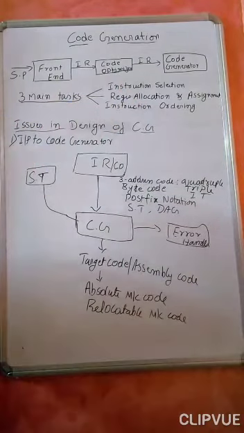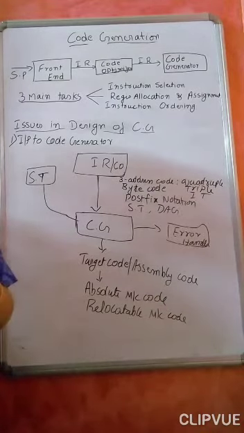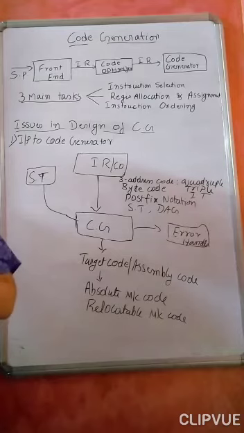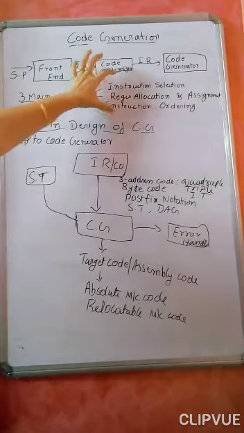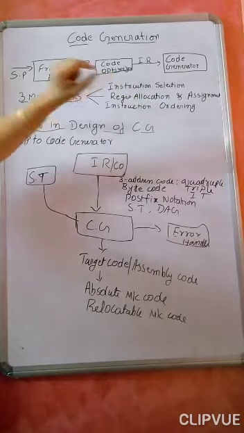Register allocation means which value has to be stored in which particular register. Finally, instruction ordering is in which sequence we need to execute the instructions, so that we get faster code. These are the main 3 tasks of your code generator. We will study all these things in detail.